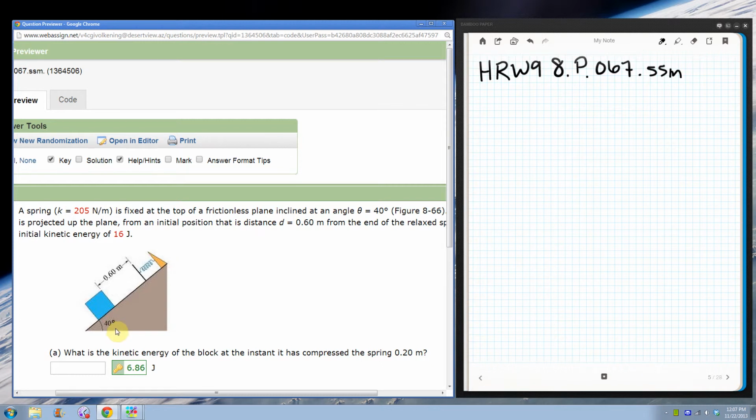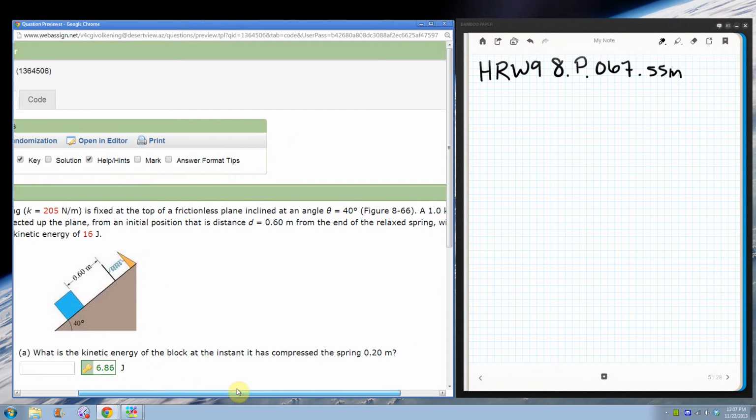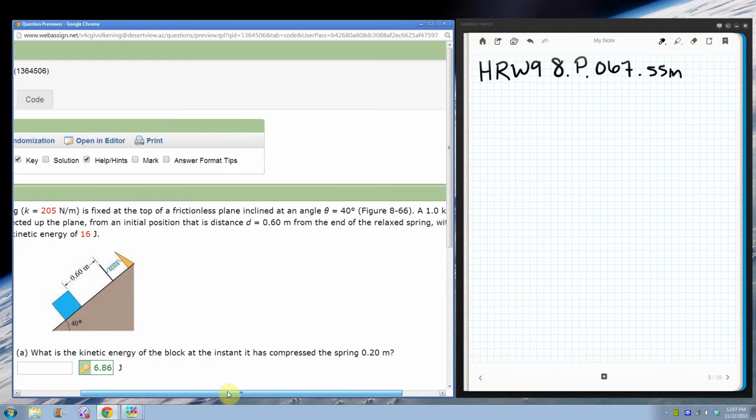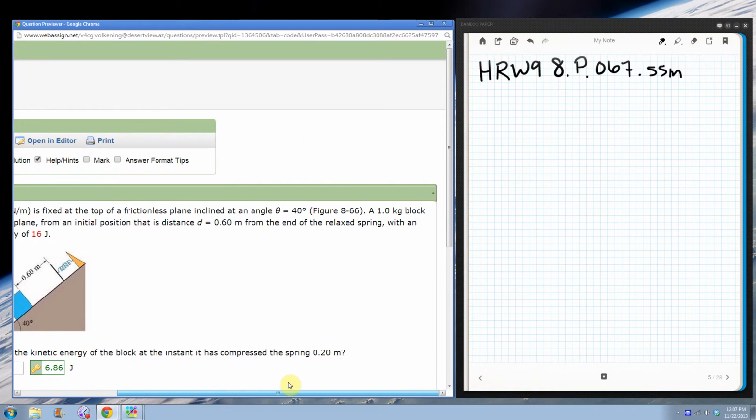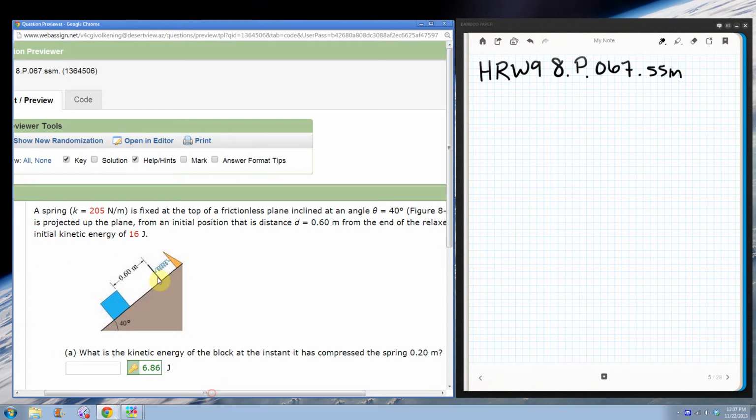at an angle of 40 degrees. A 1 kilogram block is projected up the plane from an initial position that is a distance 0.6 meters from the end of the relaxed spring, with an initial kinetic energy of 16 joules.